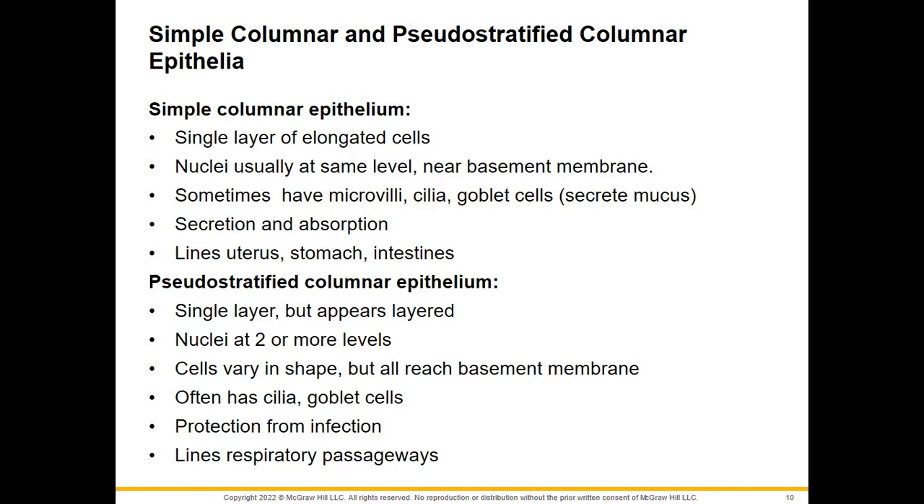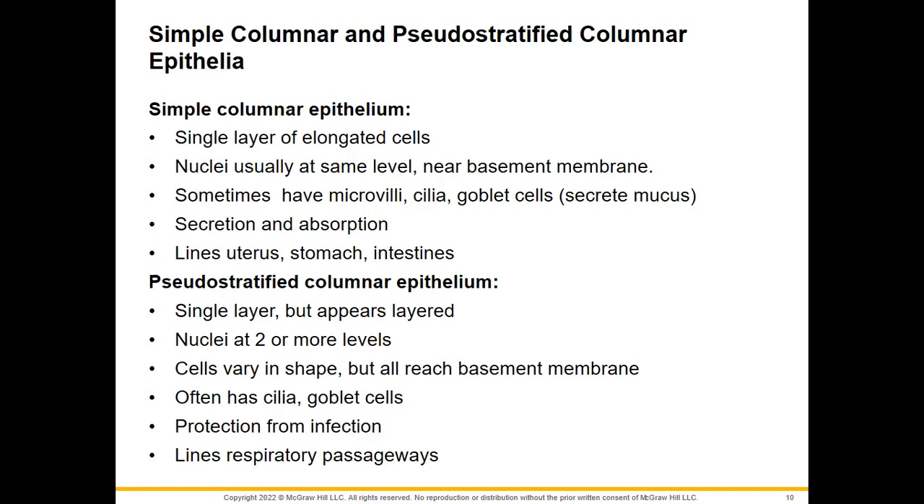Sometimes your simple columnar epithelium will have other structures on them, like microvilli or cilia. Microvilli and cilia are both finger-like projections on the free surface of the cell. They're going to be similar, but they're going to be slightly different. Just know that both of them are finger-like projections on the free surface, even though they will have slightly different structures.